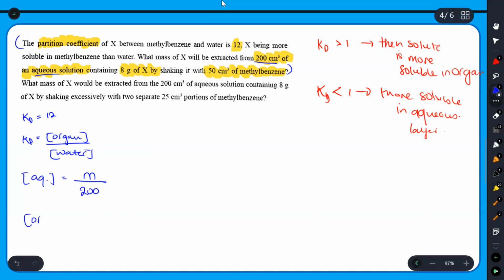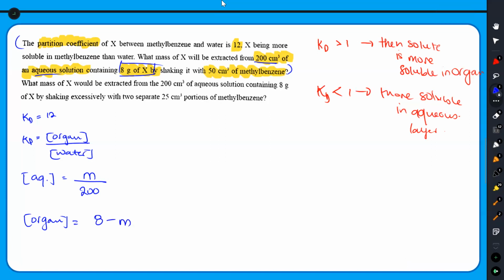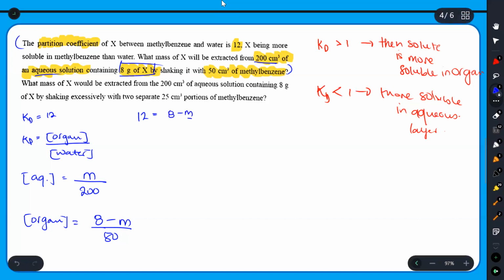And then the concentration of the organic solvent would be 8, which would be the original total for the solute that we started out with, minus what was left behind in the water layer, divided by the volume of methylbenzene, which is 50. We're working this out first. So if you look here, 12 being equal to the organic solvent layer, 8 minus m over 50, divided by m over 200, we can go ahead and solve for m.